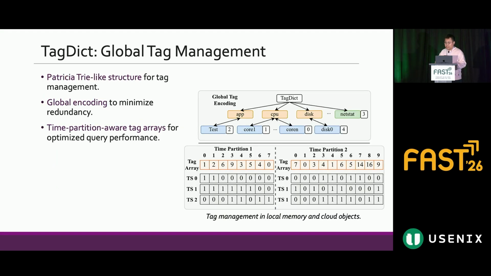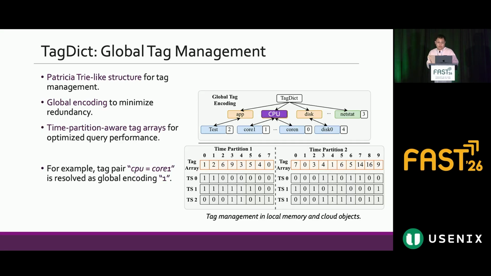So first, for the tag dict, we build a global tag dictionary, which is a Patricia tree-like structure. With this structure, we can have a global encoding for every unique tag pair, and after this, we can utilize this encoding number to represent each unique tag pair in different time partitions. And also, we have a time partition where tag arrays to manage the metadata information in each time partition.